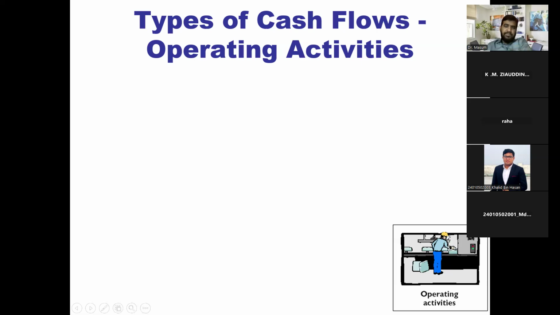So, what are the cash inflows and outflows for operating activities? Say, for example, for a garments company, selling garments is cash inflow and buying raw materials is cash outflow. Paying salary and benefits to the operators or employees is outflow. These are operating activities.